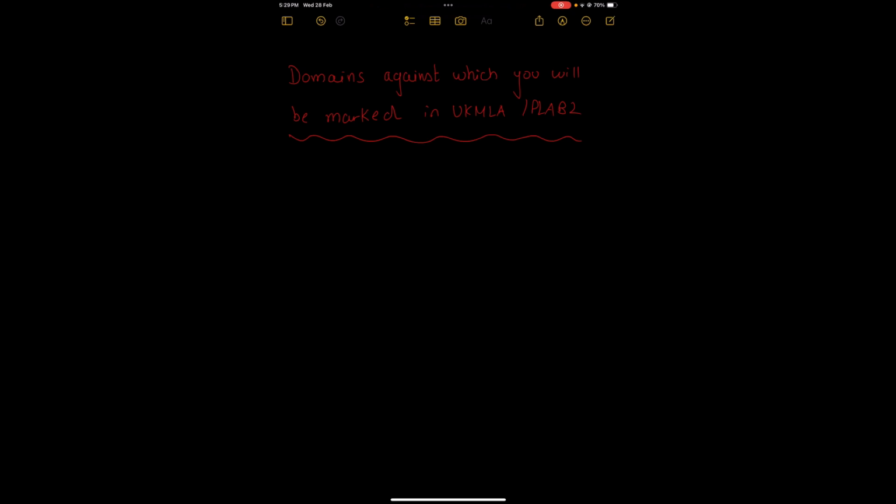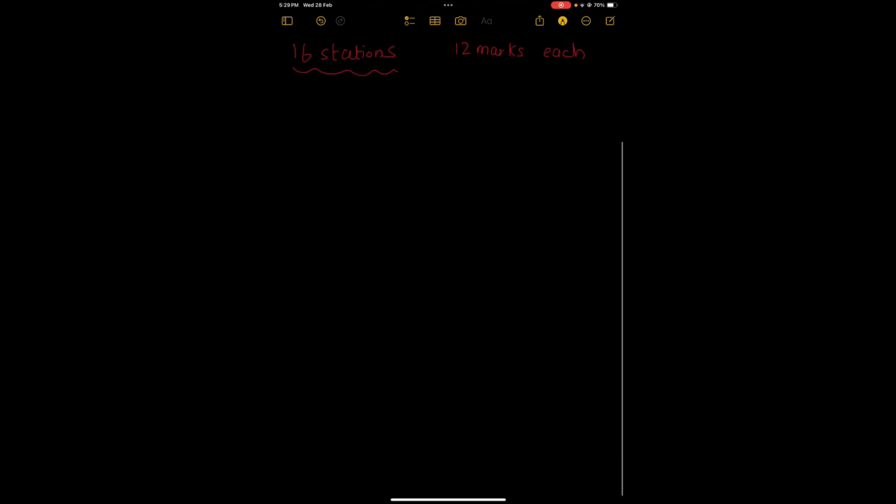As you know, there are a total of 16 stations, excluding the two rest stations. And out of the 16 stations, each station carries 12 marks each. So 12 marks each station. The 12 marks are divided equally in three different domains that the GMC are looking for.